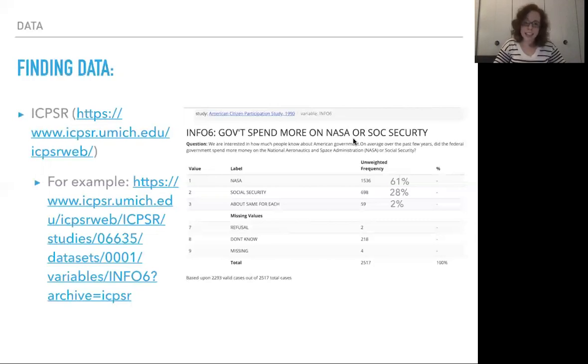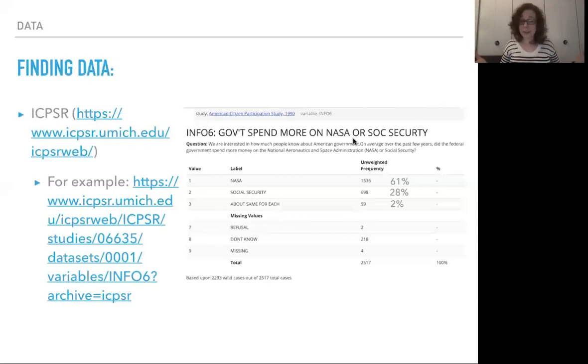It was from a survey done in 1990, and it asked people, over the past few years, did the federal government spend more money on the National Aeronautics and Space Administration, NASA, or Social Security? About 61% of the people said that the US government spends more money on NASA. About 28% said they spend more money on Social Security, 2% said the same for each, and then the remainder said they just didn't know, right? But that is a large portion of Americans think that NASA gets more money than Social Security. If you add in the other 2%, it says it's about the same. Close to 2/3 of Americans think that Social Security does not get more money than NASA.